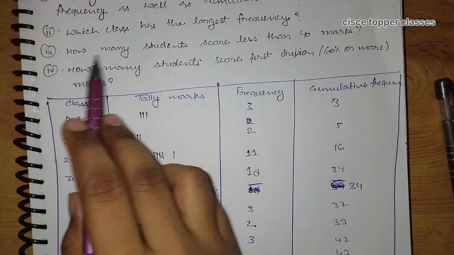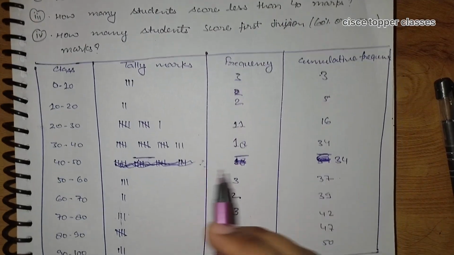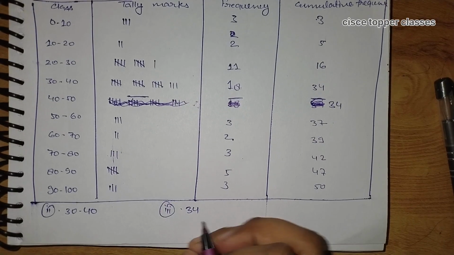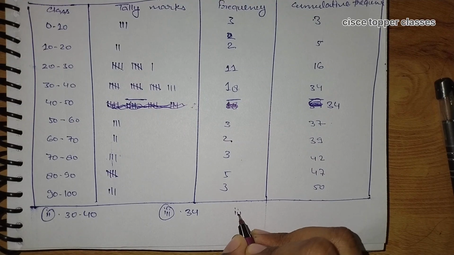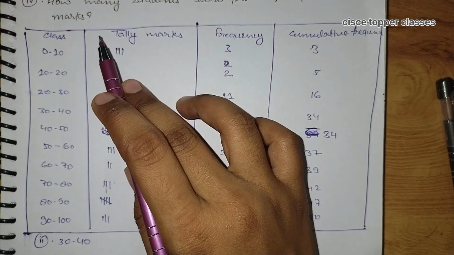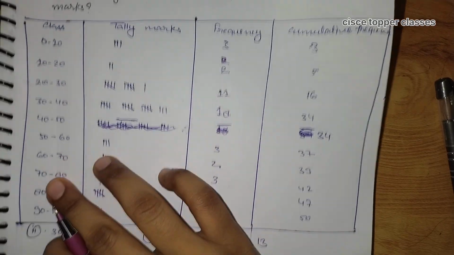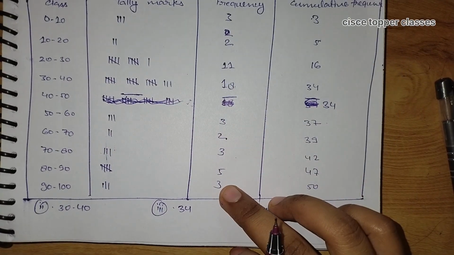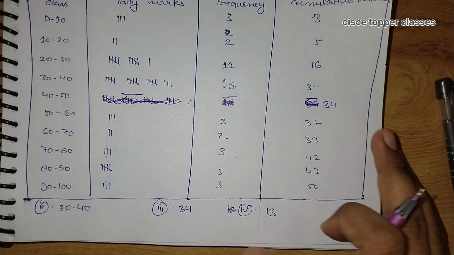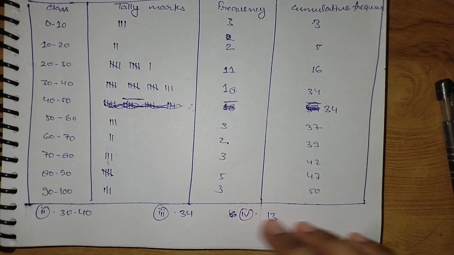The third part asks how many students score less than 40 marks. Less than 40 is asked, so this will be 34, as we see from the cumulative frequency. Now the fourth part asks how many students score first division, 60% or more marks. So there are 13 students with 60 or above, because if we add these numbers this will be 13. So this is the solution of question number 10, and this is the final answer of the first, second, third and fourth parts.